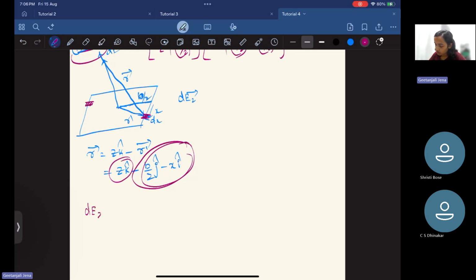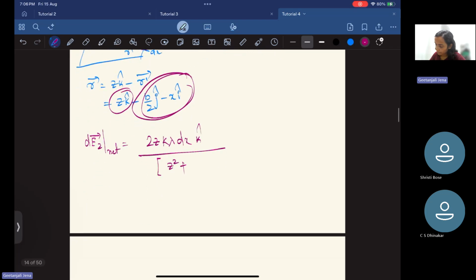So dE2 net will be 2Z k lambda dx k cap by Z square plus B by 2 square plus X square to the power 3 by 2. And the integration limit, the X will vary from minus A by 2 to A by 2.